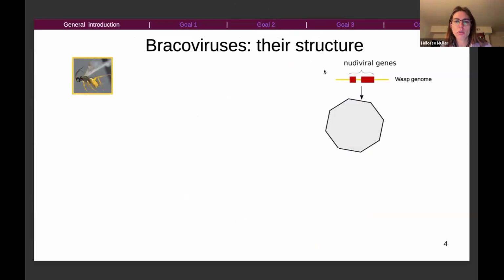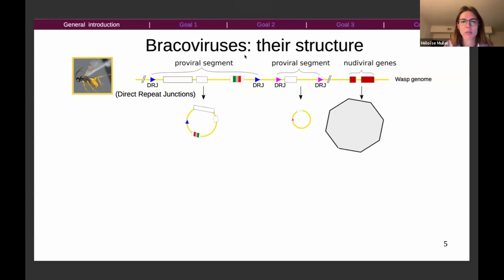So let's take a closer look at the structure of those bracoviruses. As I said, bracoviruses are domesticated viruses, which means that they are found in the genome of the parasitoid wasp, represented here in yellow. And they are composed of 2 elements. The first element are the nudivirus genes. Those are the genes that were domesticated 100 million years ago, and that encode for viral particles.